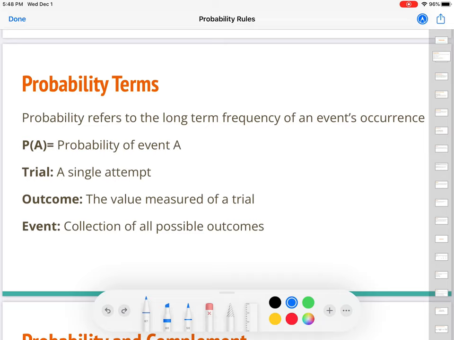The sample space, which is another term that I didn't use but it's in that textbook reading, is all possible outcomes or all possible events, the collection of all of them together listed out. So you could have heads or tails if you're flipping one coin. If you're flipping two coins, it could be two heads, one head, one tail, two tails, etc.